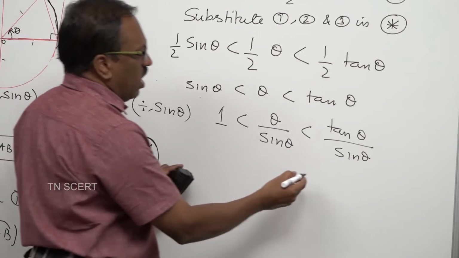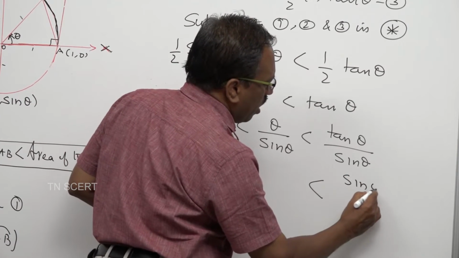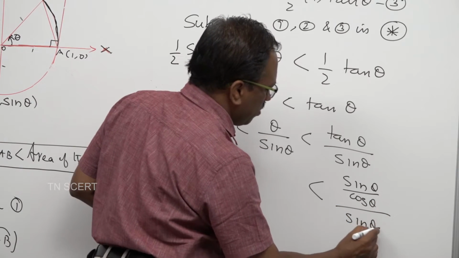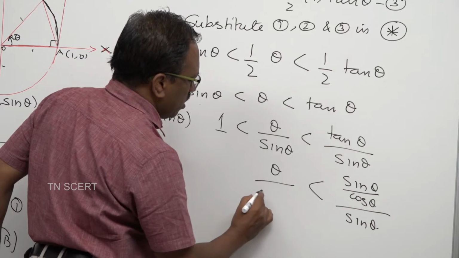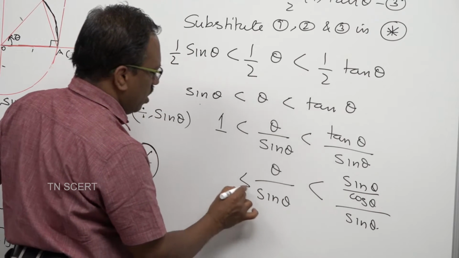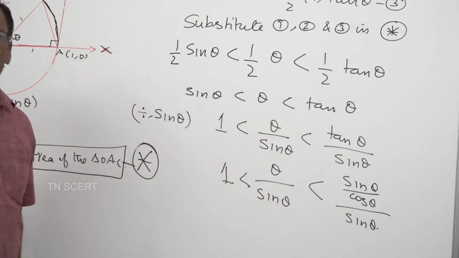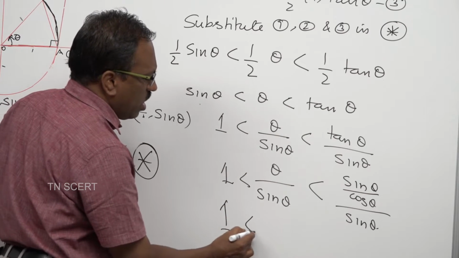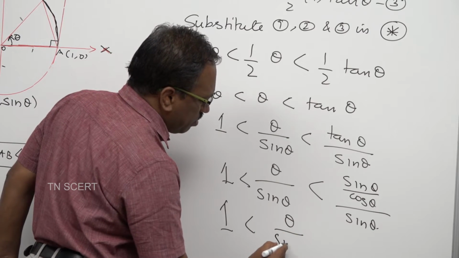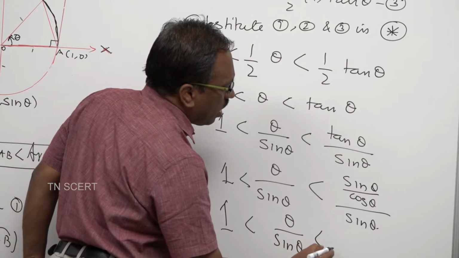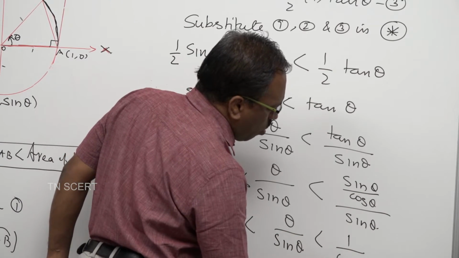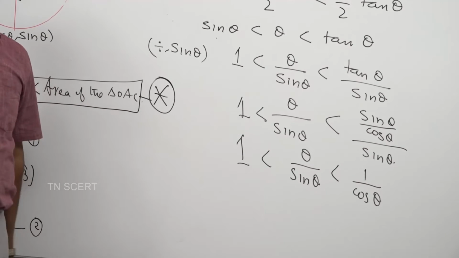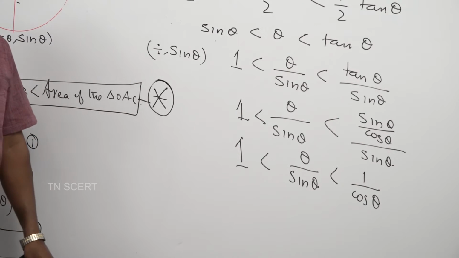That means here, less than sin theta by cos theta, whole divided by sin theta. Theta by sin theta less than 1. So sin and sin get cancelled: 1 less than theta by sin theta less than, sin and sin getting cancelled, 1 by cos theta. So we are dividing this term by this, and by that we arrive at the result.